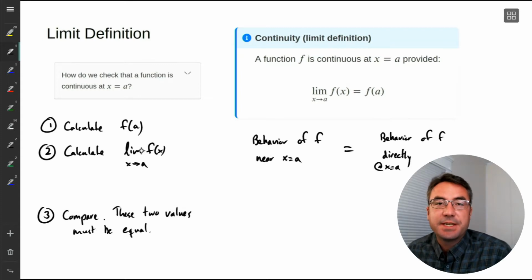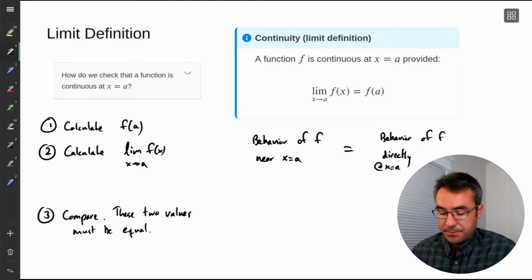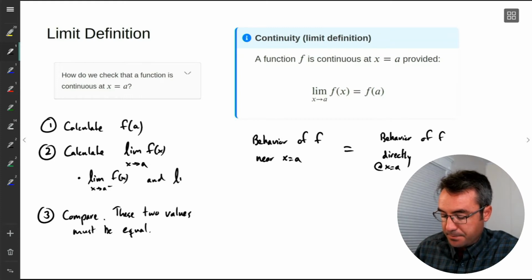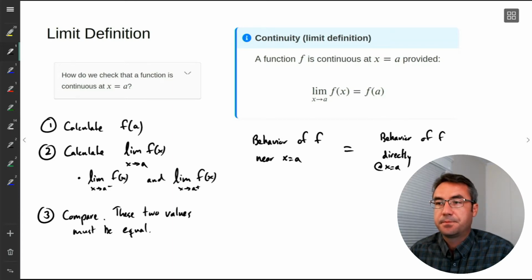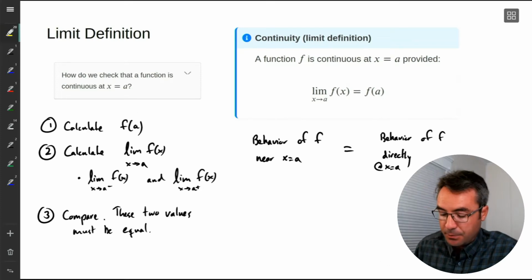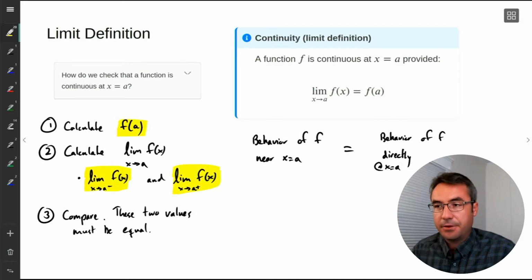And we can really break up this second step, if we wanted to, into left-hand limit and right-hand limit. So instead, we could do the left-hand limit, we're going to have to do it anyways, and the right-hand limit. So we'll have these three values in mind: our function value, our left-hand limit value, and our right-hand limit value. And for a function to be continuous, these three values all have to be equal.